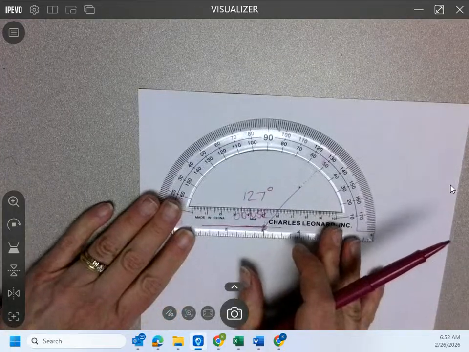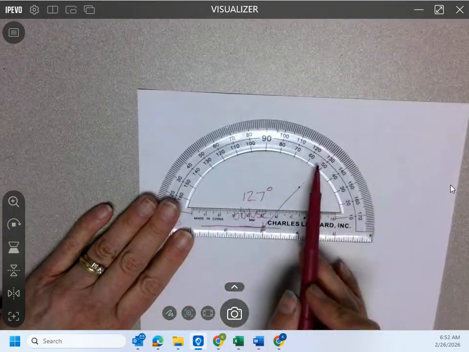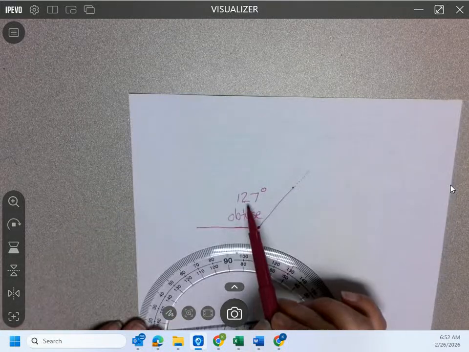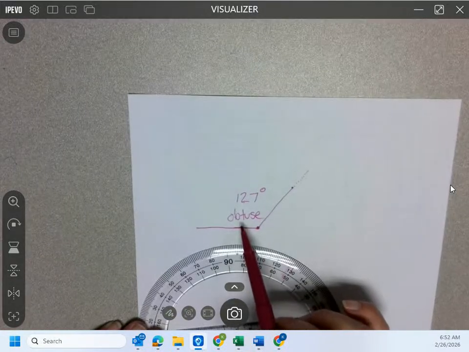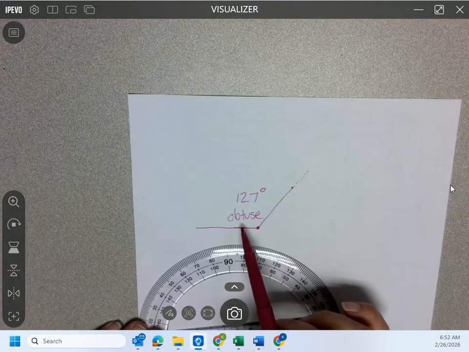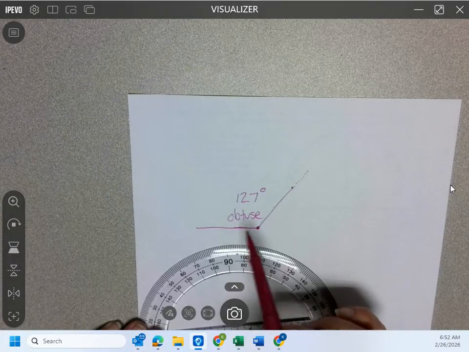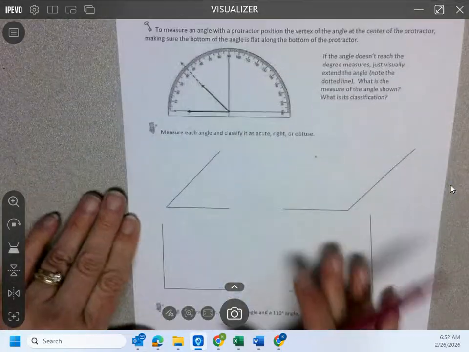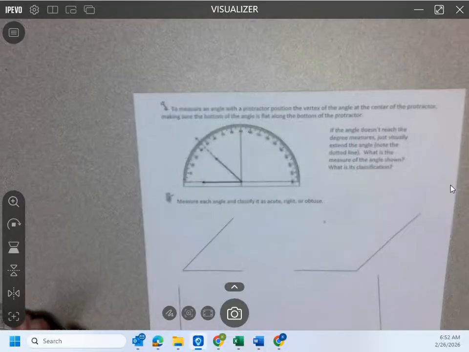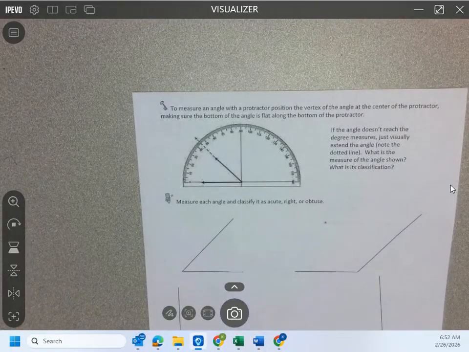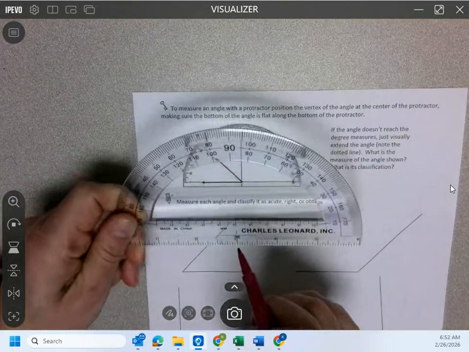So like I said, if I would have put 52 degrees, that doesn't match. 52 degrees would not be an obtuse measurement because 52 is less than 90 degrees. So let's look at our angle on our paper, and I want you to practice matching up.